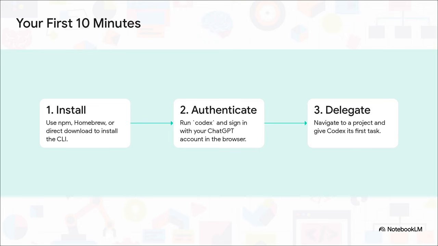First, you install the command line tool. You can use npm, homebrew, whatever you like. Second, you just run the Codex command, and it'll pop open a browser for you to sign in with your ChatGPT account. That's it. No messing around with API keys. And third, just go into one of your own project folders and give it a task. Something straightforward like Codex, add pagination. And boom, you're now officially managing an AI agent.